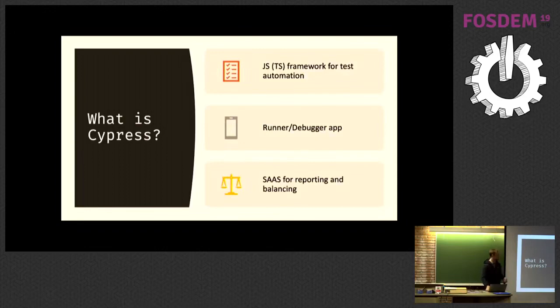So Cypress is a test automation framework, JavaScript. You can also write TypeScript, of course. It's an Electron runner and debugger application bundled, and also it's a SaaS platform for load balancing and test recording. So it's kind of a thing in itself. For the latter, you have to pay a bit if you want to use it at scale, but for a free open source project it's free, and you don't need to worry about your Selenium grid cluster and stuff like that. So it's all balanced on the SaaS side.